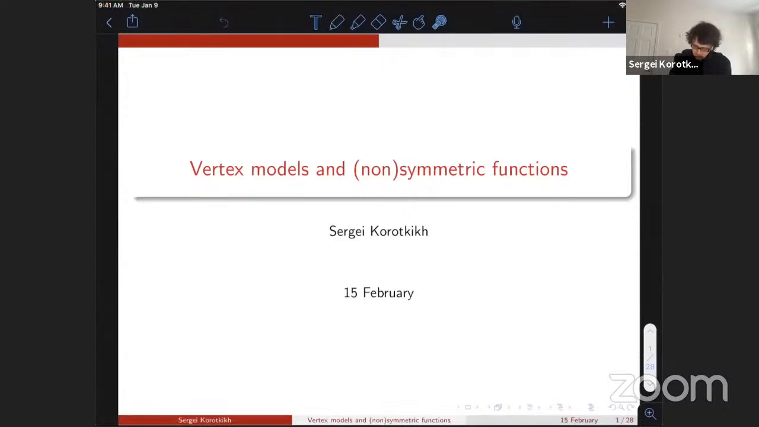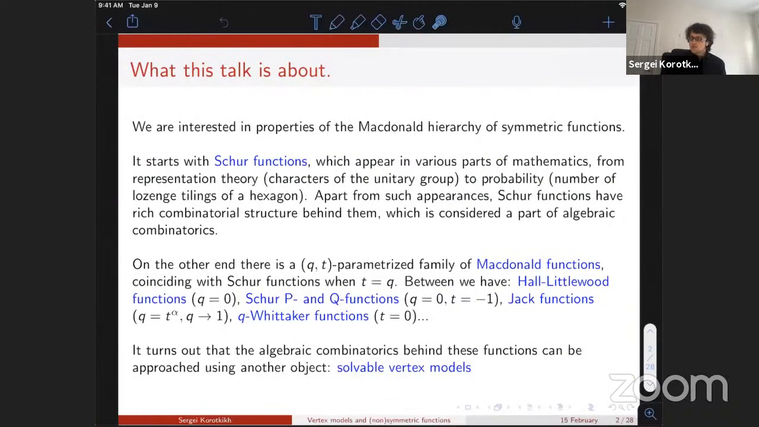So, okay, let's start. Let me first tell you what I'm planning to talk about today. The main object of interest for me is a certain Macdonald hierarchy of symmetric functions. Mostly I will be interested in combinatorics of the members of this family of functions. The most famous members of this family are so-called Schur functions, which appear in various mathematical contexts, from representation theory to probability theory. And also these functions possess a lot of nice combinatorial properties and structure, which is usually a subject of algebraic combinatorics. And probably this talk will be closer to this side of the study of symmetric functions. On the other end of this hierarchy, there is a family of so-called Macdonald functions, which is parameterized by two parameters Q and T. And when these parameters are equal, Macdonald functions coincide with Schur functions.